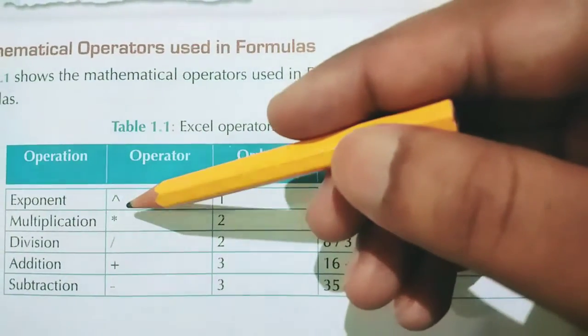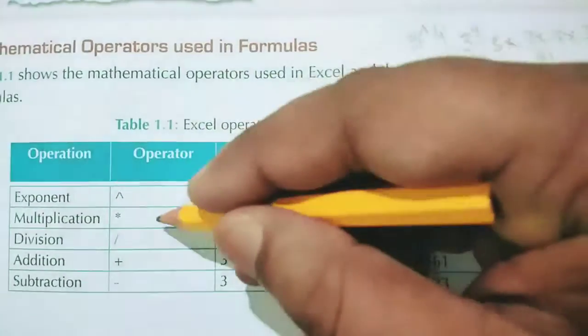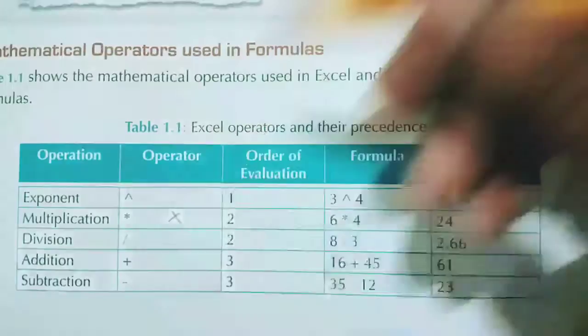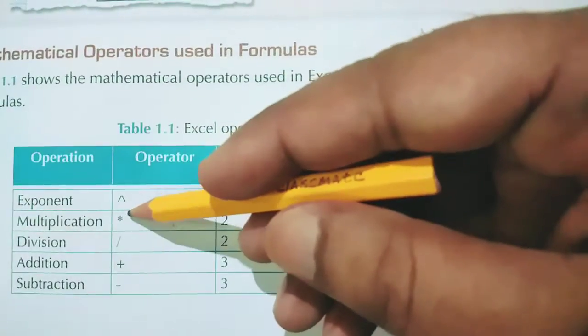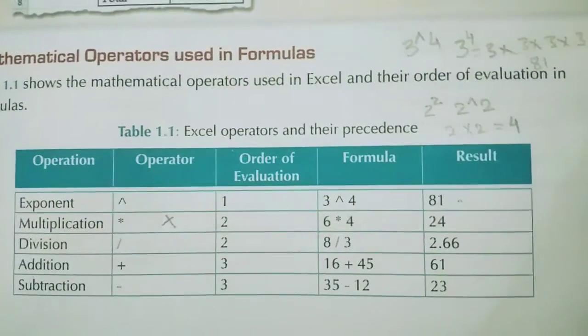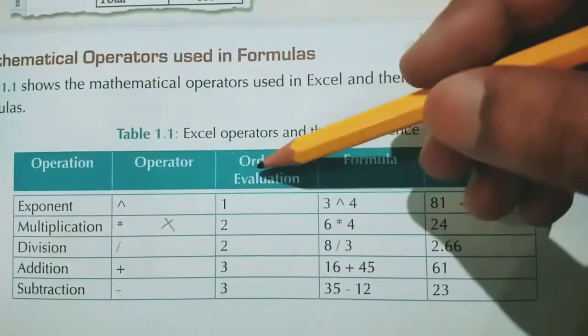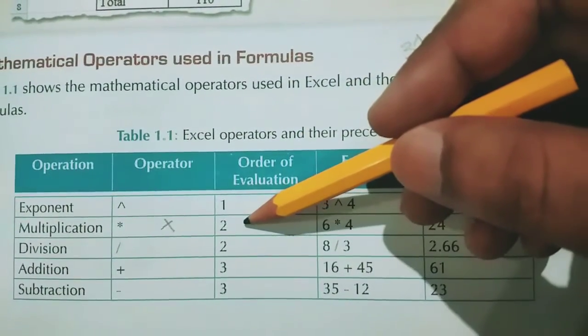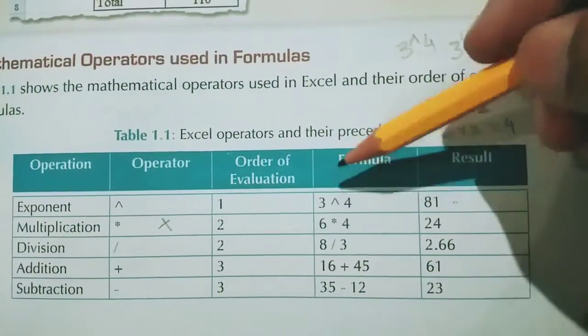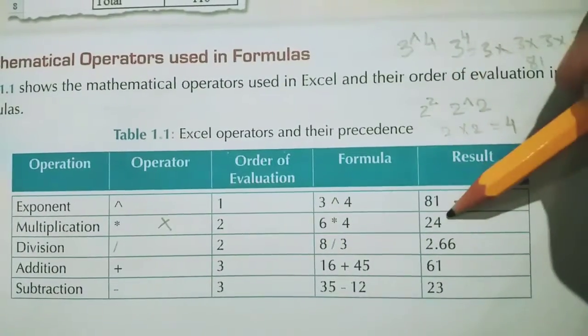Now multiplication, all of you know this. So multiplication sign is what? Like this, into sign. But in computer it is this star sign. This is called star sign or asterisk sign. So this is the multiplication operator. Order of evaluation means 2. That means 2 numbers will be there. 6 into 4 is 24.